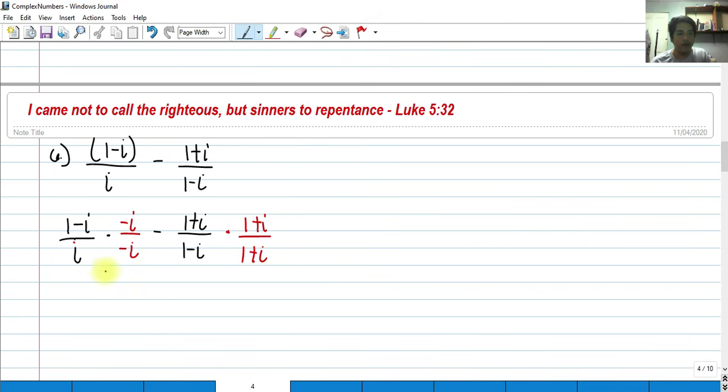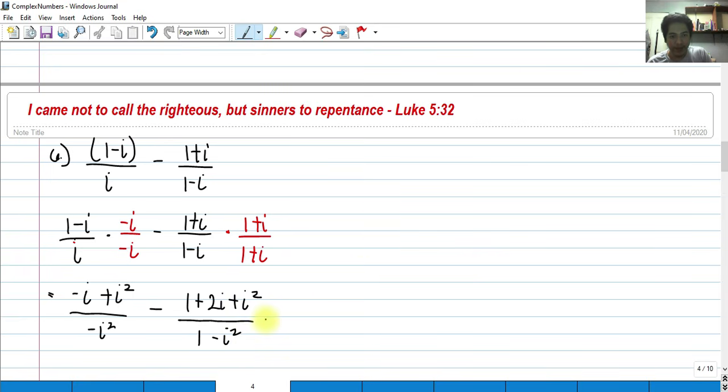Okay, so what will happen here? We have numerator times numerator, that is negative i plus i squared, over, we have negative i squared here on the denominator. Then we have minus, we are going to multiply this, that's 1 plus 2i plus i squared, all over 1. This is again the difference, so 1 times 1, that's 1, negative i times positive i, that's negative i squared, excuse me. So that's negative i squared.